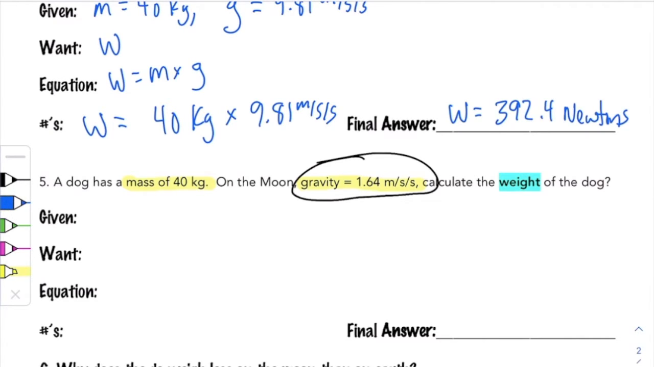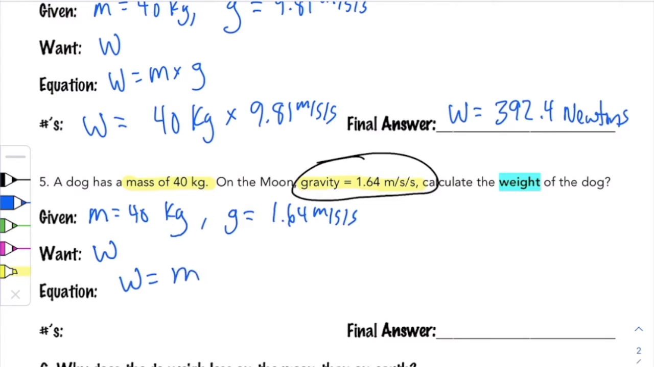So the mass of the dog is still the same because mass never changes, because it's the quantity of matter or stuff that makes up this dog. We're assuming nothing happens to the dog. It's the same dog on Earth as it is on the moon. Then we got a different value for the gravity. Acceleration from gravity on the moon is 1.64 meters per second per second. And we want weight. So we have to have an equation that has a W, an M, and a G, which is our weight equation. So we're going to say W equals mg.